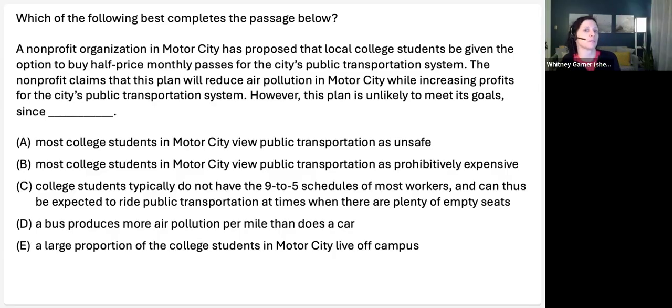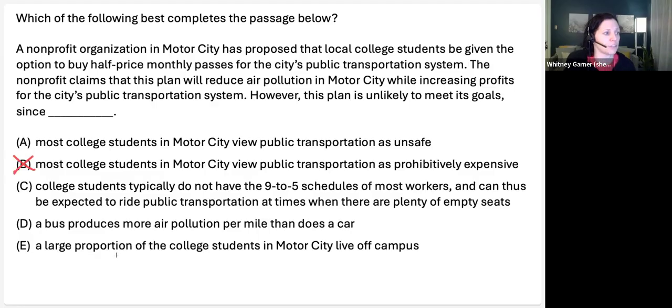So let's get rid of some answer choices that nobody chose. First answer choice that might be nice to eliminate would be B. Most college students in Motor City view public transportation as prohibitively expensive. Okay, good to know because we're about to give you a discount. So that implies that maybe now that we've cut that price in half, it's not prohibitively expensive anymore. And so, if anything, this makes me think that my plan would work. I'm even more surprised that it didn't work. I'm even more like, wait, why is it not going to work? Kids are going to ride this public transportation.